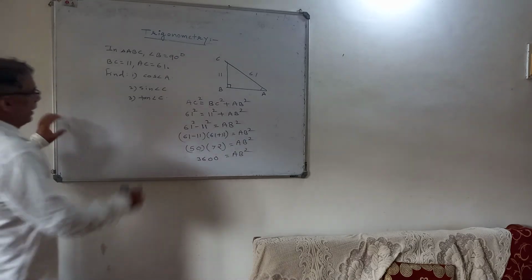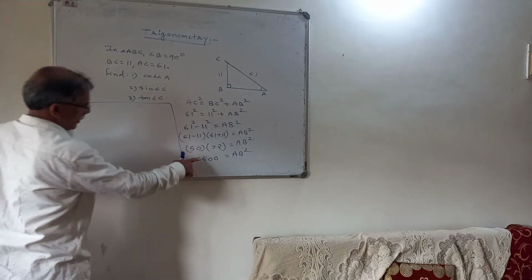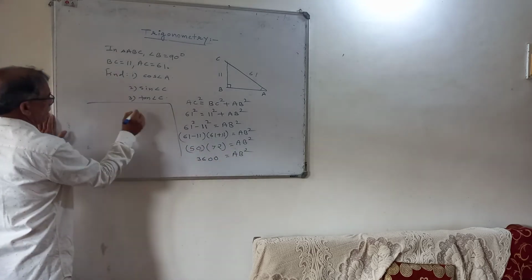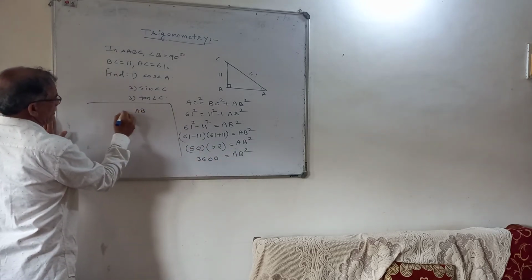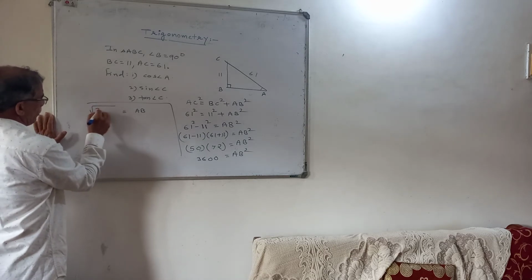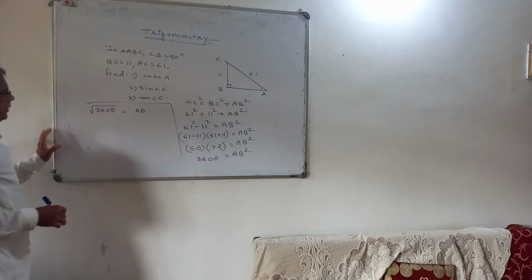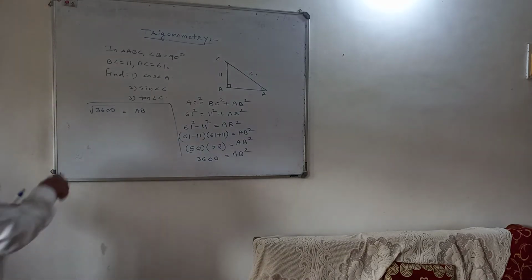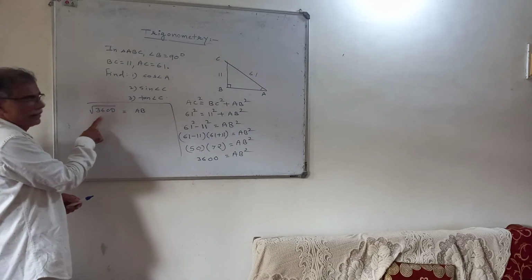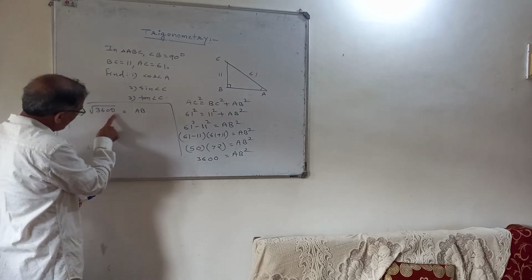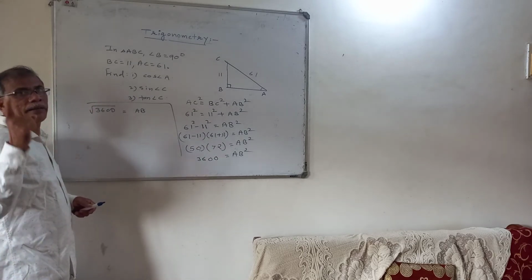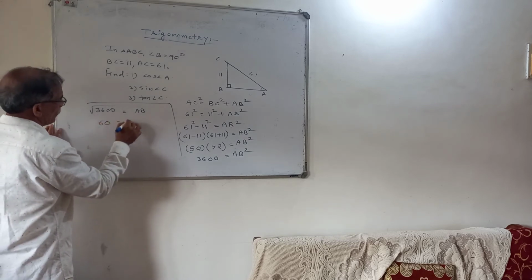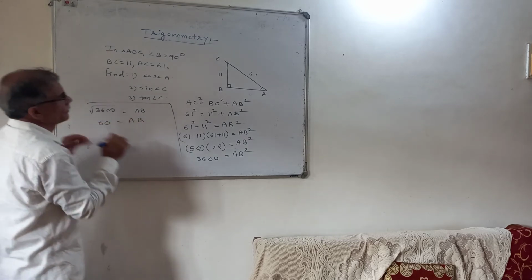And now next I shall write here. So we want to find AB square, so remove the square, apply square root. So AB is equal to square root of 3600. Now you can find the square root of 3600 easily because 36 is the square of whom? 6. And here in the square there are 2 zeros, so the original number will contain only 1 zero. So 60 is equal to AB.